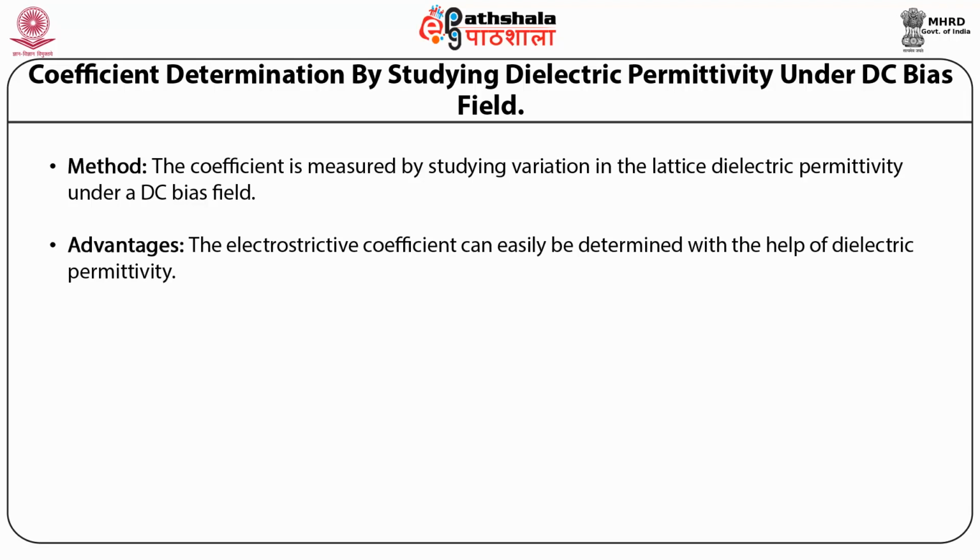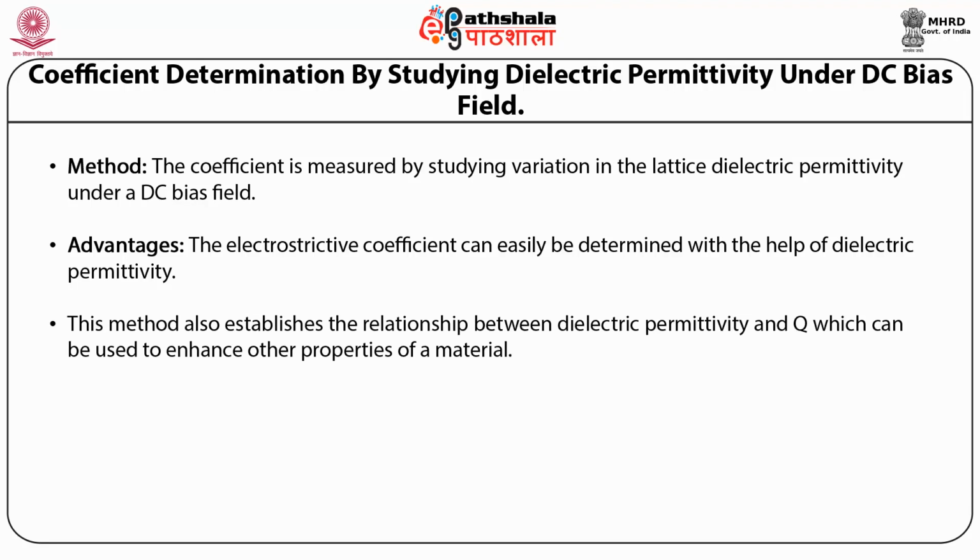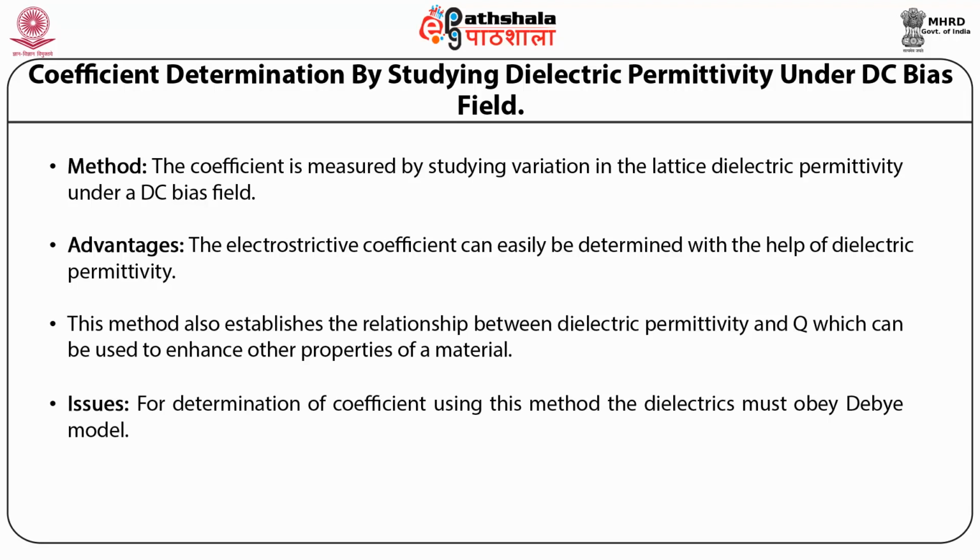Now the advantage for this method is that the electrostrictive coefficient can be easily determined with the help of dielectric permittivity, and this method also establishes the relationship between the dielectric permittivity and the Q, which can be used to enhance other properties of a material. And the main issue for this method is that for the determination of the coefficient using this method, the dielectrics must obey the Debye model.